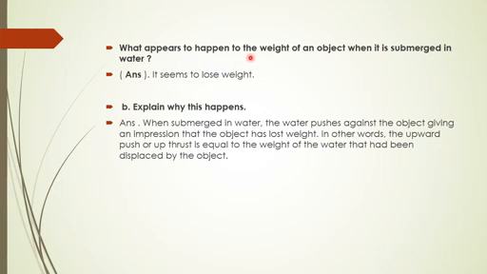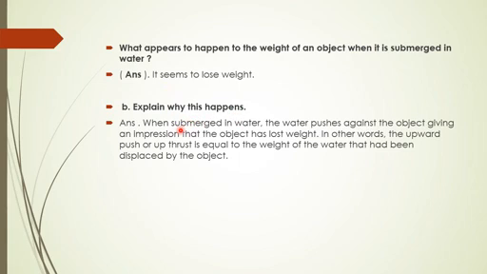Now there are some exercise questions and answers. The first question is, what appears to happen to the weight of an object when it is submerged in water? The answer is, it seems to lose weight. It is experimentally proven that when an object is submerged in the water, it seems that it has lost weight, but actually it doesn't lose the weight. Basically there is an upthrust force of water, so some of the weight is lifted up by that force. That is why the object seems to be less heavy.